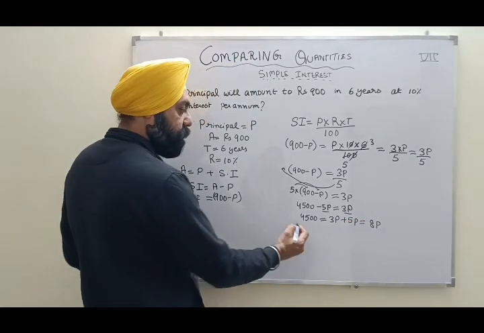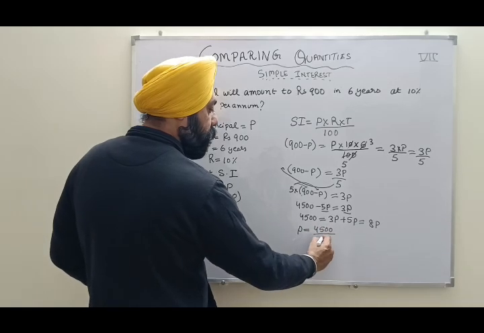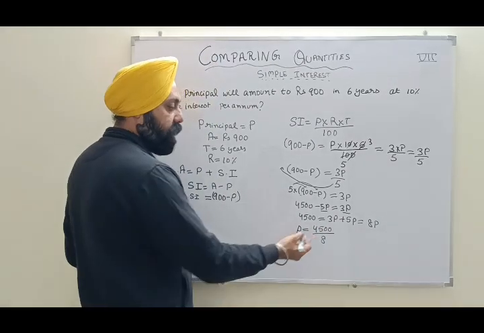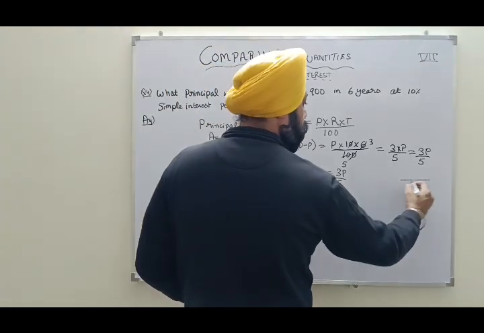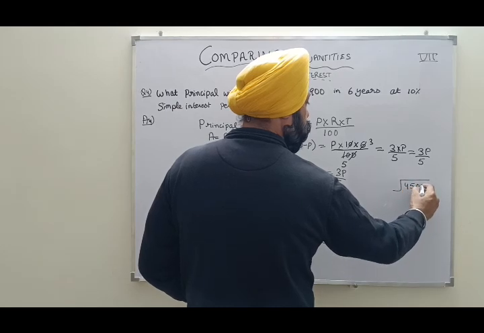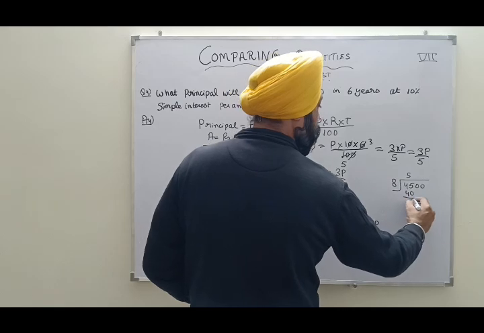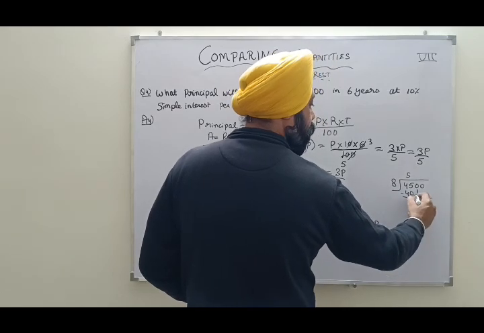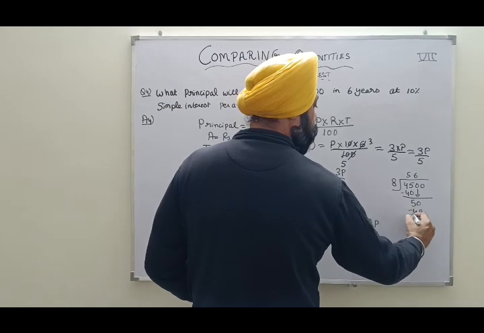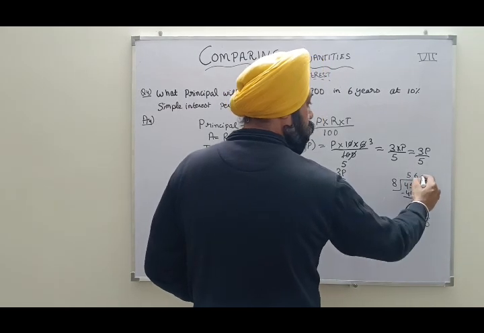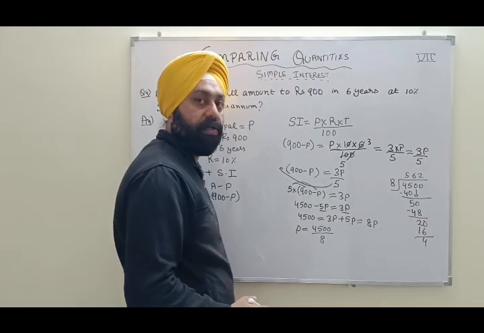Now we have to find the principal, that is P. So it is equal to 4500 divided by 8. Now you can do the cutting method or you can simply divide. Suppose I am dividing it, so 8 5s are 40, then 5 and 0 will be borrowed. 6 8s are 48, 8 2s are 16. Now 4 is the remainder.